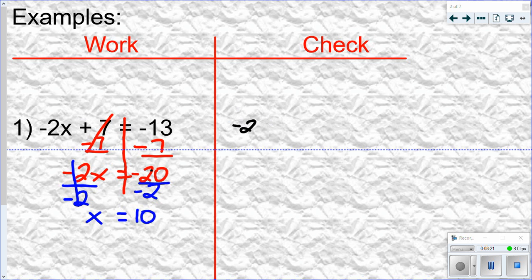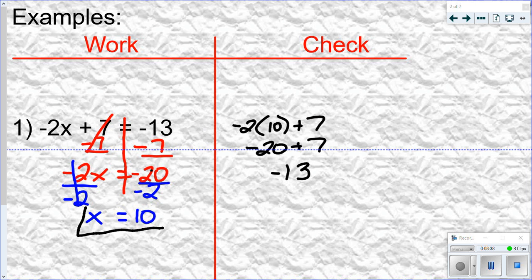So -2 times 10 plus 7. So follow PEMDAS, that's -20 plus 7. So do the multiplication before the addition. And -20 plus 7 is -13, which is what I wanted. So I know I got the correct answer, that x equals 10.